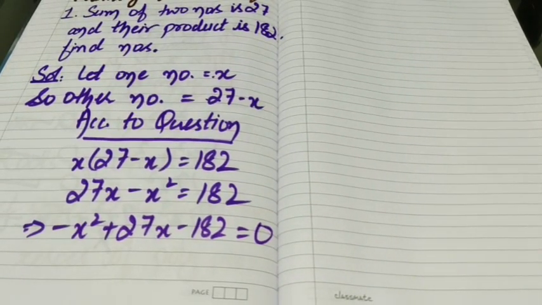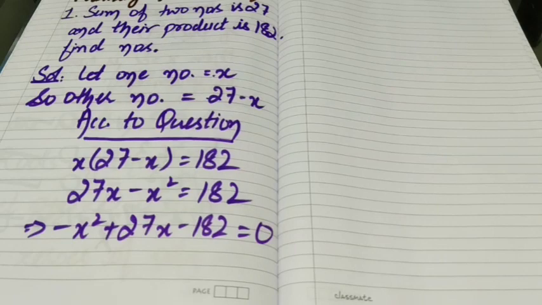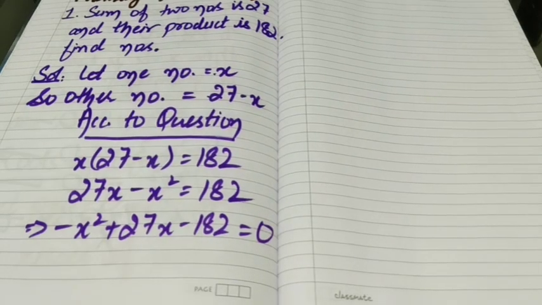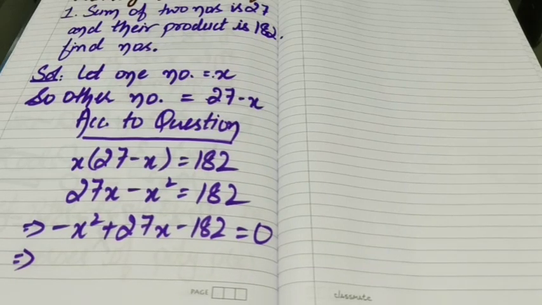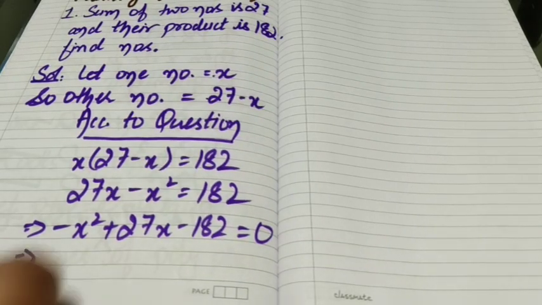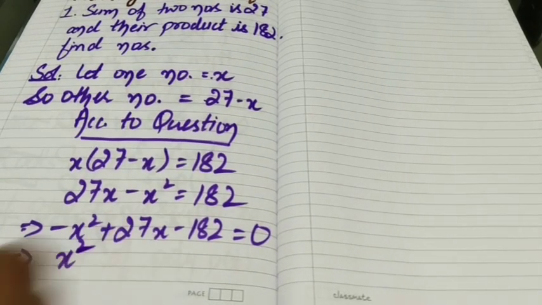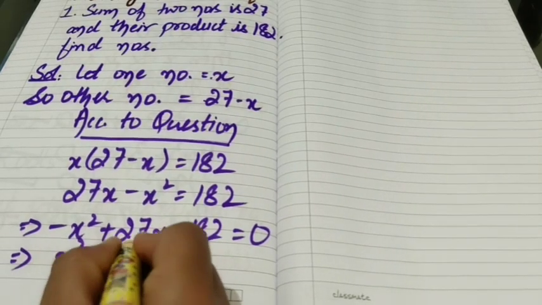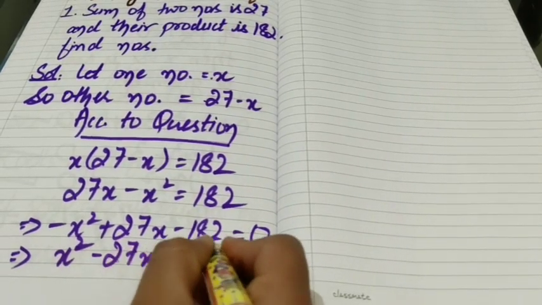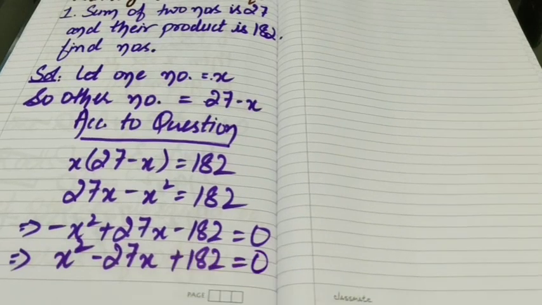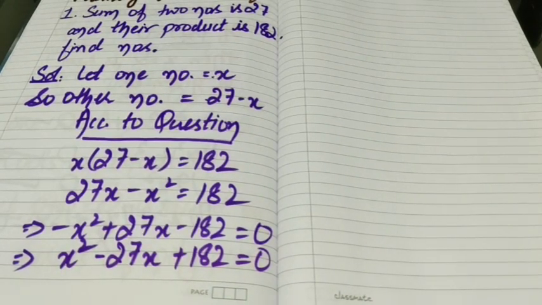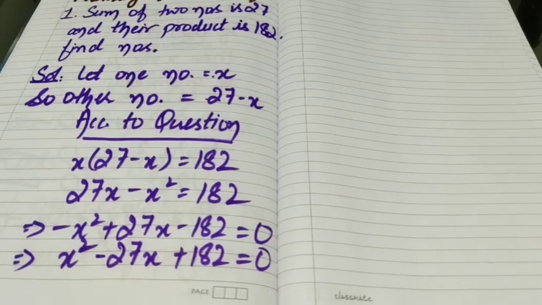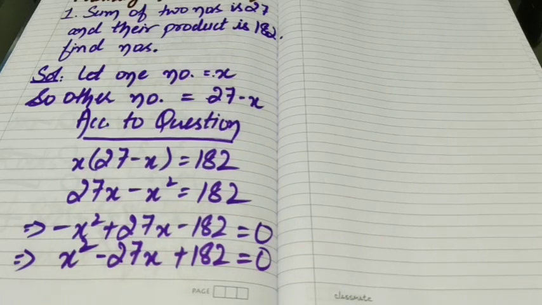And we will always try that the leading coefficient should be positive. So accordingly, I am going to multiply the whole equation by minus 1. So the signs will get changed. It will become x squared minus 27x plus 182 equals to 0. So this is the required equation. This is how we can frame the equations. Solving the equations we will discuss in the next video. Now let us take one more example.